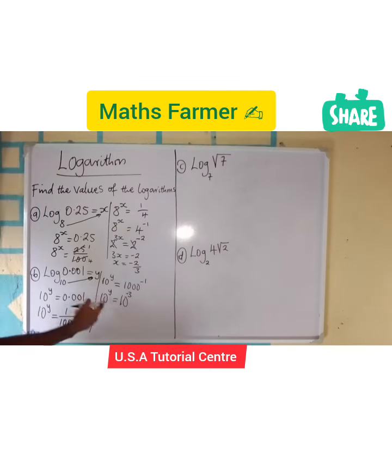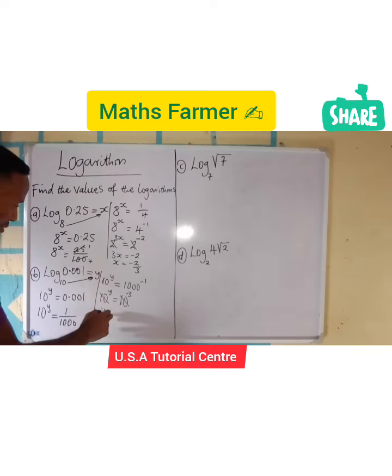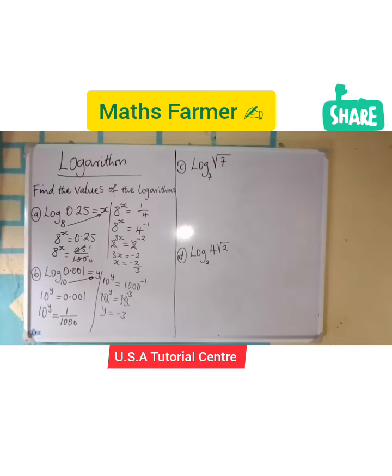In this place now, their bases are the same. When their bases are the same, that means their powers are what? Equal. I can decide to cancel the bases this way. What remains here is y equals minus 3. Yes. What it means is that 10 raised to the power of minus 3 will give us 0.001.